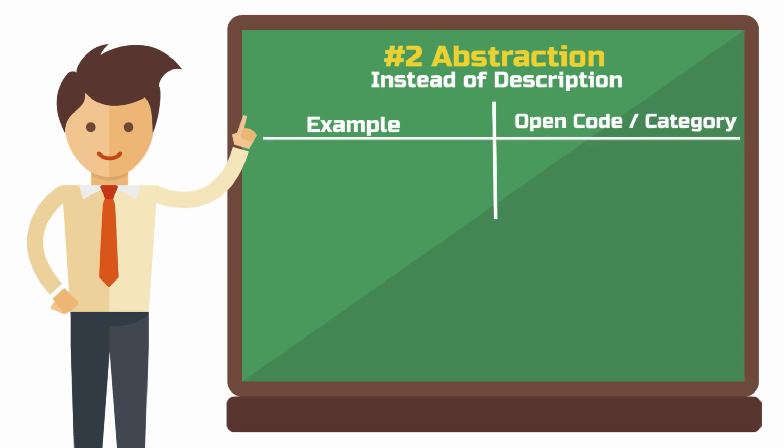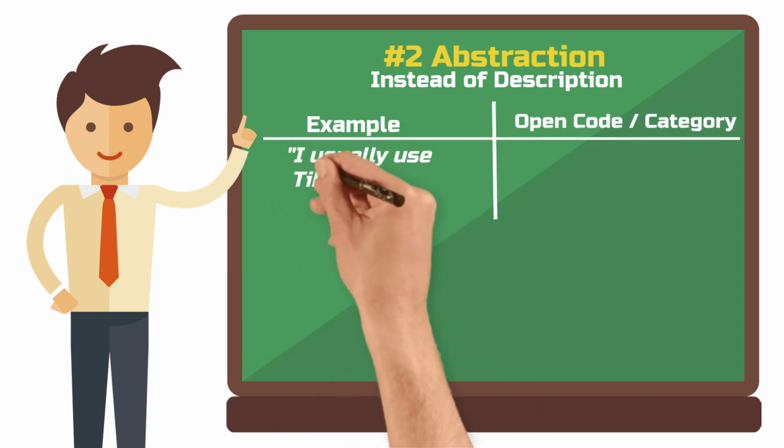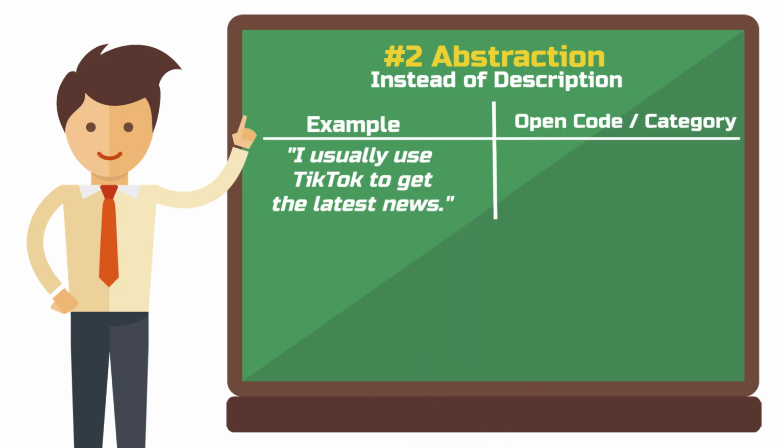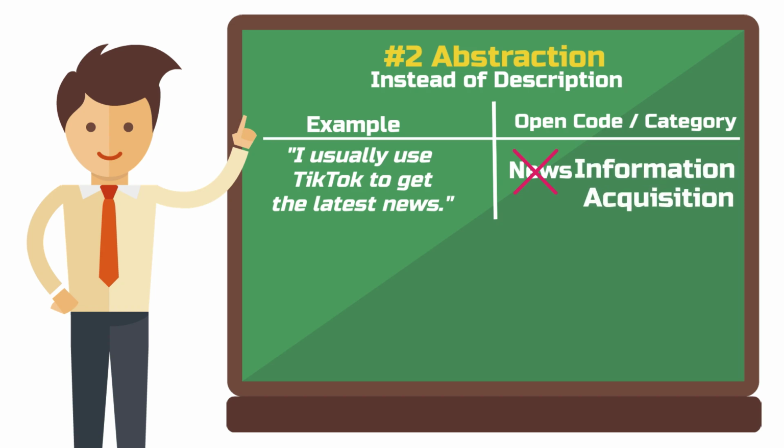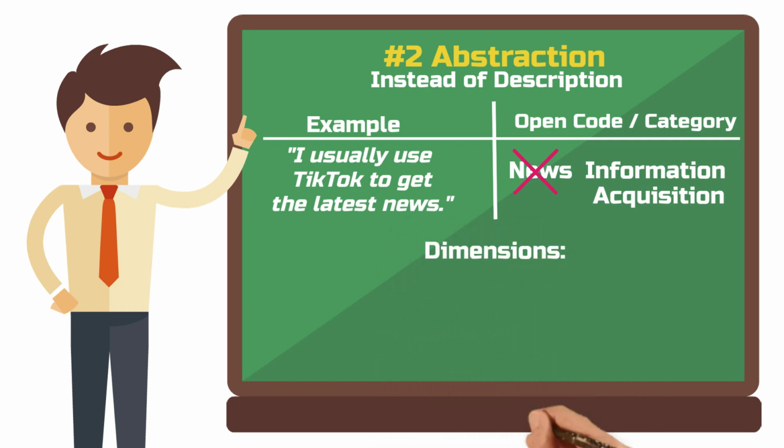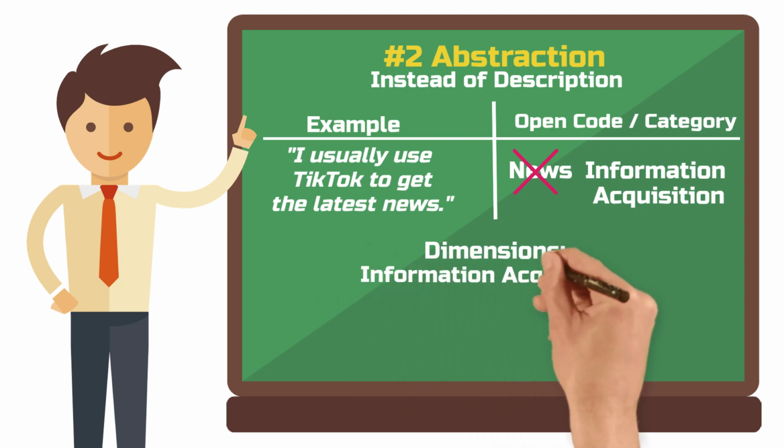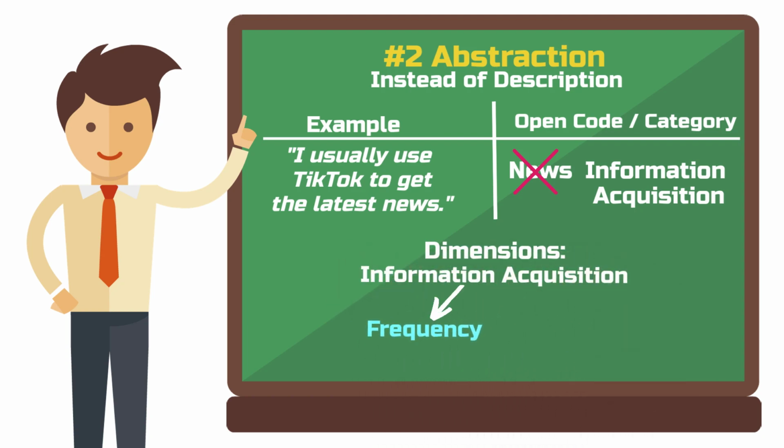For example, consider this sentence from an interview transcript. I usually use TikTok to get the latest news. Instead of assigning the code news to this sentence, a more abstract code like information acquisition would be more appropriate. According to Strauss and Corbin, categories can also have different dimensions. For instance, the category information acquisition could include the dimension frequency. How often does this information acquisition occur? Another dimension could be content, referring to the type of information being acquired. In this example, it's news, but in another case, it could be the latest fashion trends.